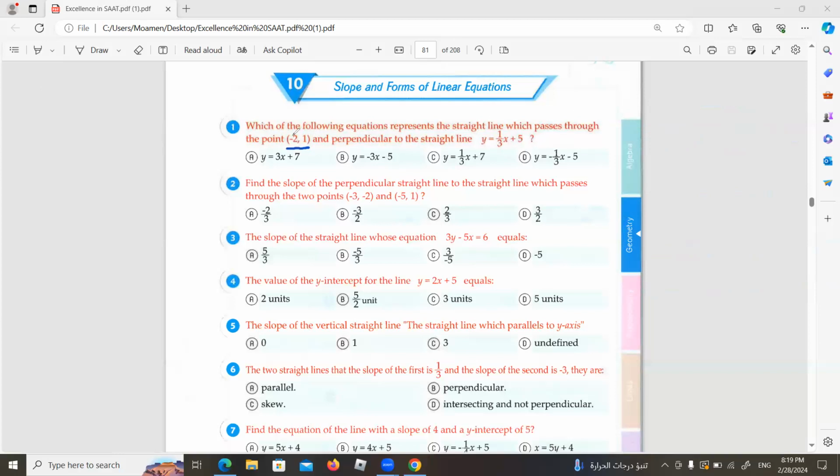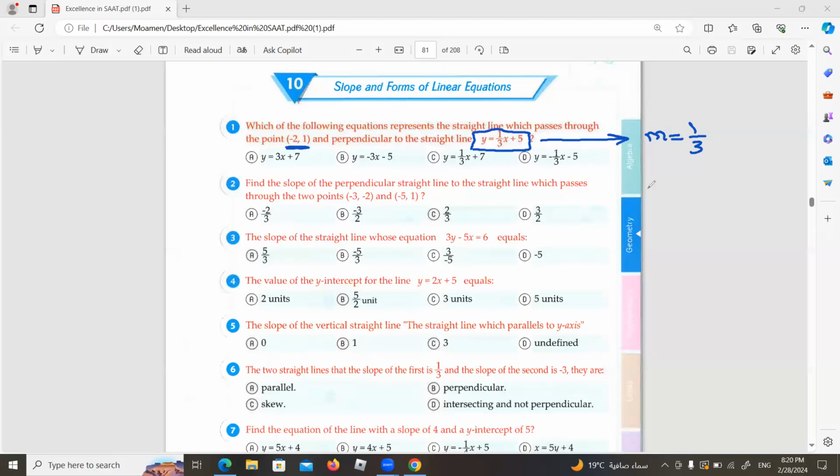I need to find the equation of the straight line that passes through this point and is perpendicular to this line. You gave me the equation of the second line, so I get the slope of this equation. The slope is the coefficient of x, which means 1/3. So the slope of the required line will be -3.